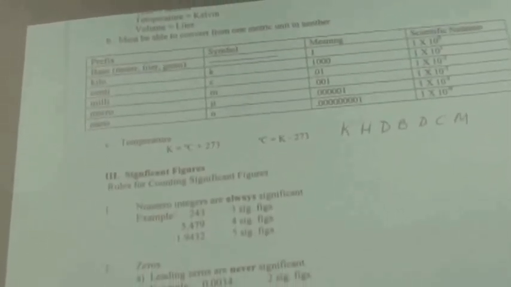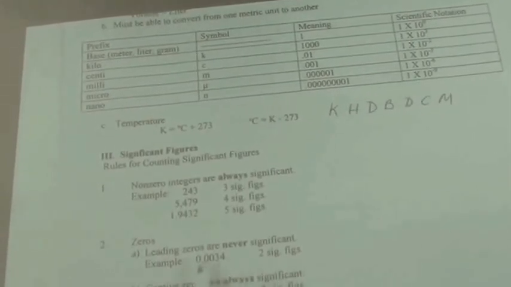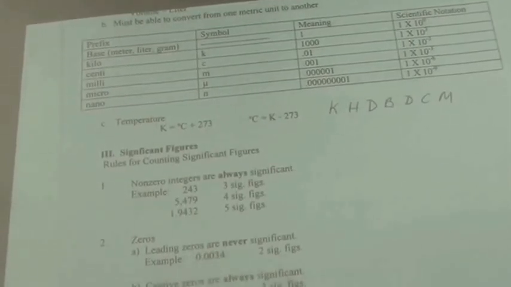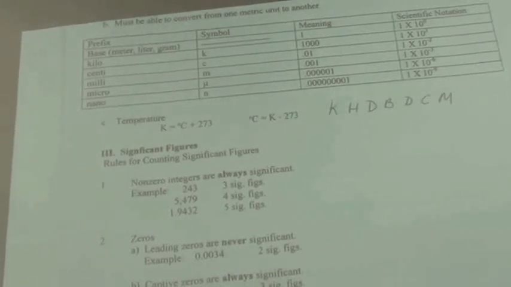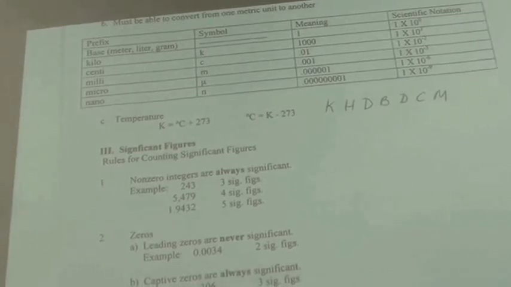Leading zeros are never significant. These are no more than placeholders. The only significant figures here are the 3 and the 4. Captive zeros, always significant. So there are 3 here and 4 significant figures here.